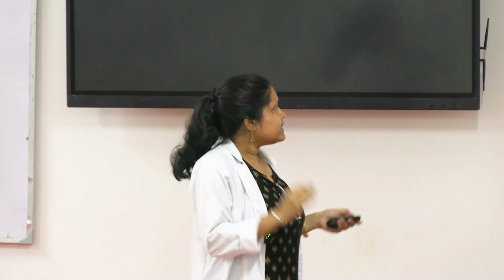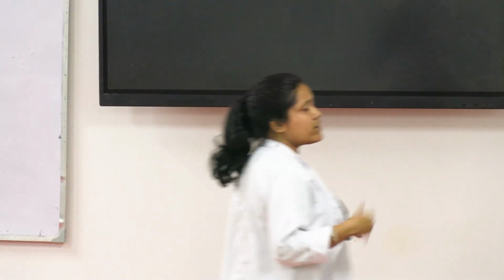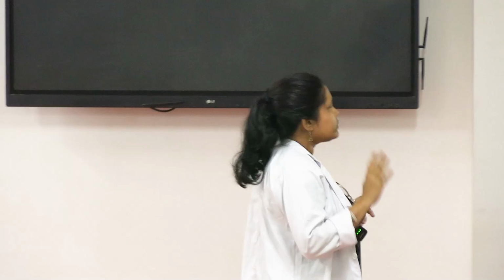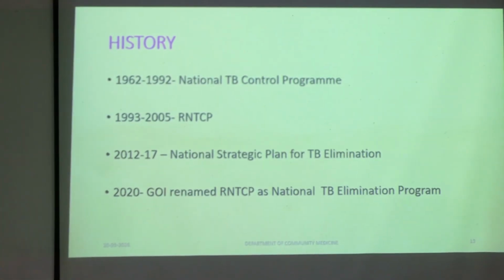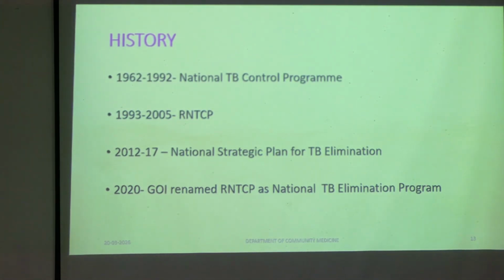Every 5 years they will plan. So from 1962 to 1992, it was the National Tuberculosis Control Program. What they were doing was simply controlling, whatever patients were coming, they would treat, and it was a big failure. Then the government thought we will come up with the RNTCP, Revised National Tuberculosis Control Program. Then 2012 to 2017, it was the National Strategic Plan for TB Elimination. Same National Tuberculosis Control Program, only continuing with the improvisation of the drugs. And in 2022, the Government of India renamed the RNTCP as the National Tuberculosis Elimination Program.